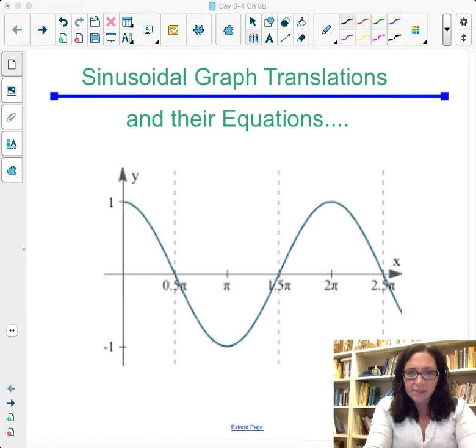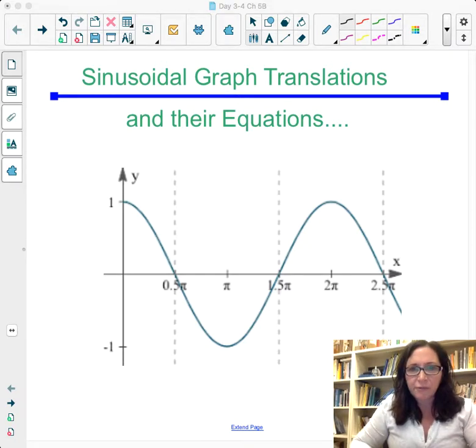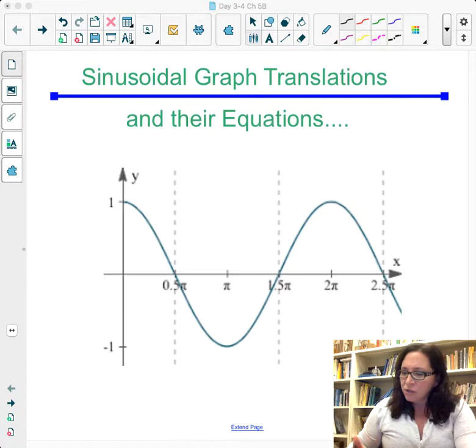Hi everyone, today's lesson is on sinusoidal graph translations and their equations. So basically we're going to be graphing sine and cosine graphs and also translating them, in addition to trying to find the equations for a sine and cosine graph, which is called a sinusoid. So let's get started.